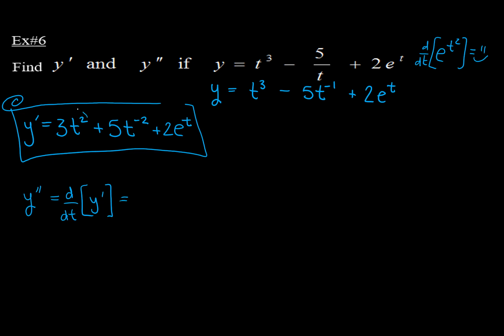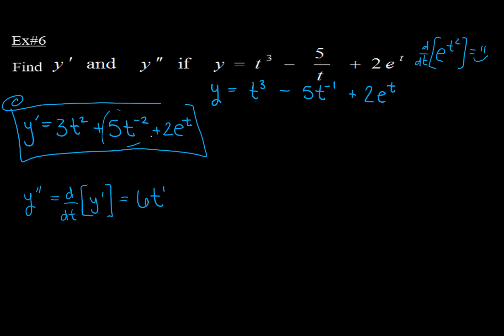So that's what I'm going to do. For this first term here, I'm going to take the 2, and it's going to come down in the front. So 3 times 2 is going to give me 6. And then I'm going to reduce the power. So I'm going to get 6 times t to the 1.